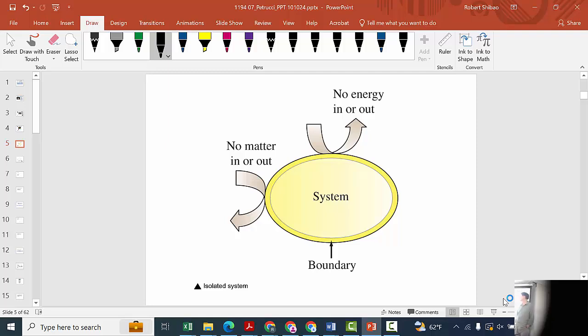To make this an open system, we don't want an open system. What do we want? We want a closed system. To make a closed system, this is good. However, this is not good. We have to have free exchange of energy.